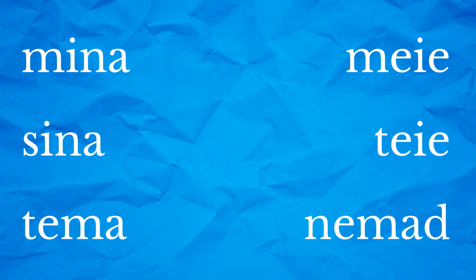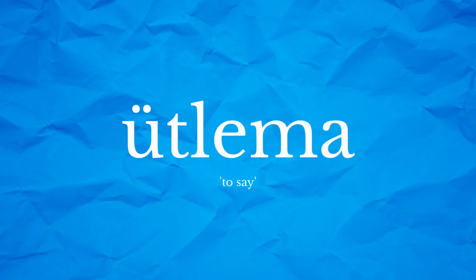Another neat thing personal pronouns do is become shorter. Mina becomes ma, sina becomes sa, tema becomes ta, meie becomes me, teie becomes te, nemad becomes nad. So here's the gist of how to conjugate. You can't do this with all verbs, but it should give you a good overview or understanding of the process.